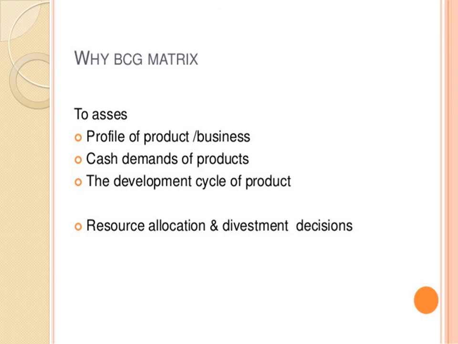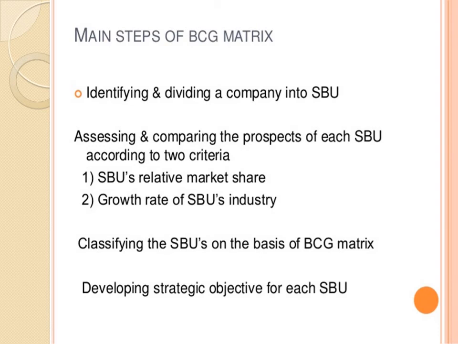So why is this BCG matrix there? To assess the profile of the product or business, the cash demands of the product and the development cycle of the product, and for resource allocation and disinvestment decisions. So these are the decisions you want to take, and for this you are utilizing the BCG matrix method for the analysis. So what are the main steps in this?